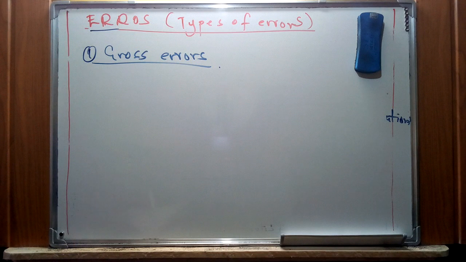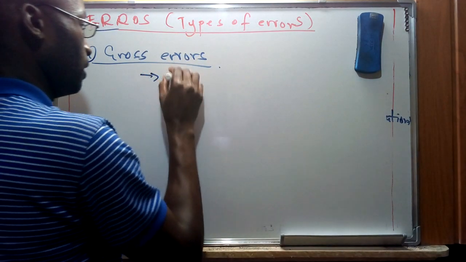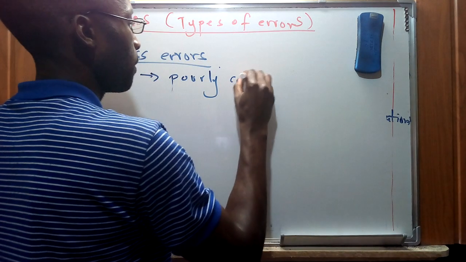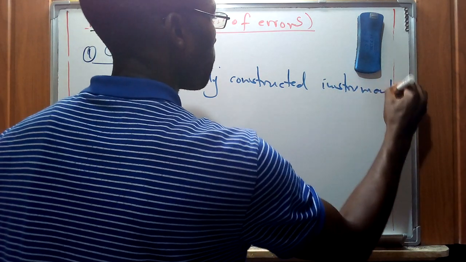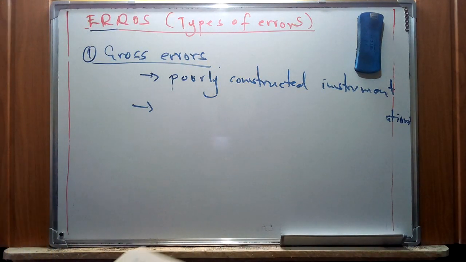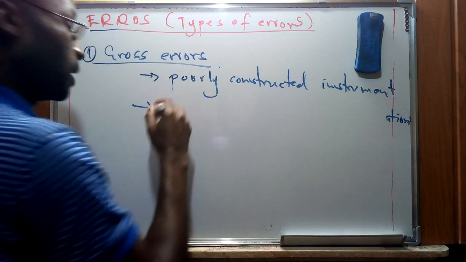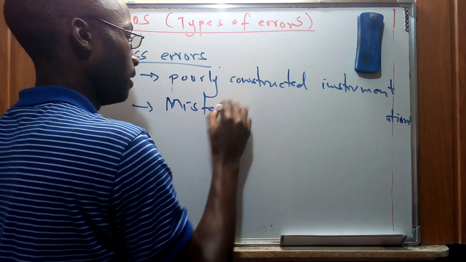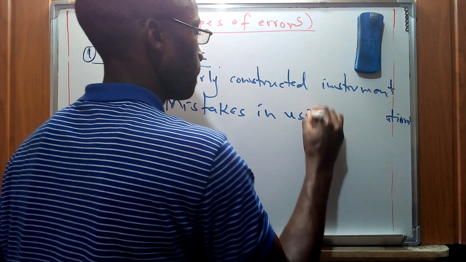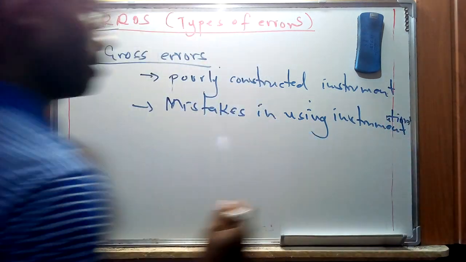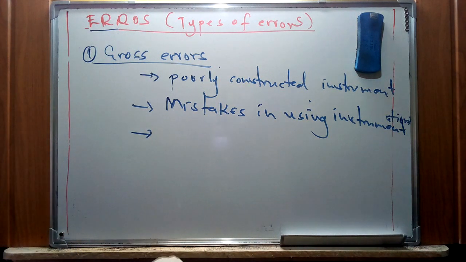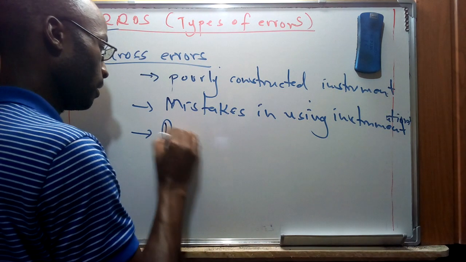And as we have mentioned, these are errors caused by a poorly constructed instrument. Next, this kind of error can result from mistakes in using the specific instrument. So, mistakes made in using the instrument. An instrument, in this case, I refer to the instrument that is being used to perform the measurement. And then there is the mistake that can be made during recording of data.